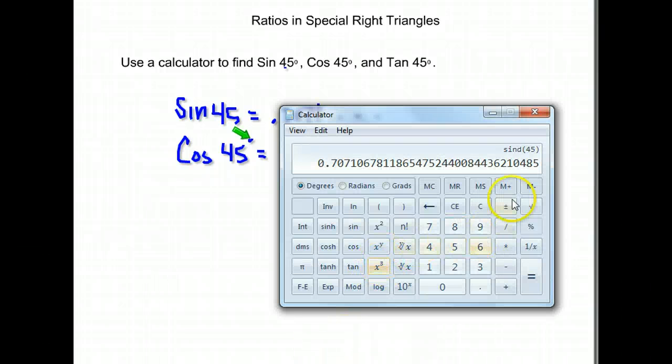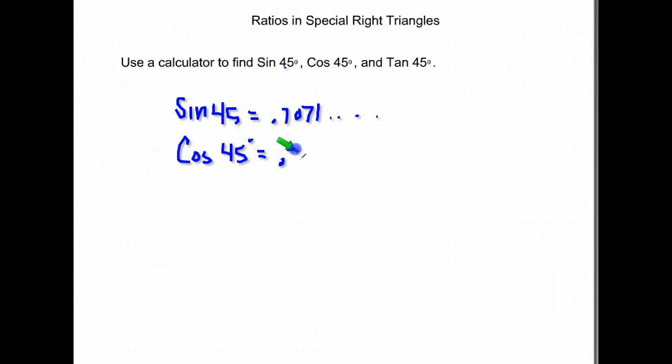Bring up our calculator, clear it out. This time we put 45 degrees and push the cosine button. Oh, look, it's the same number, which doesn't happen often. It does happen with 45-degree angles.